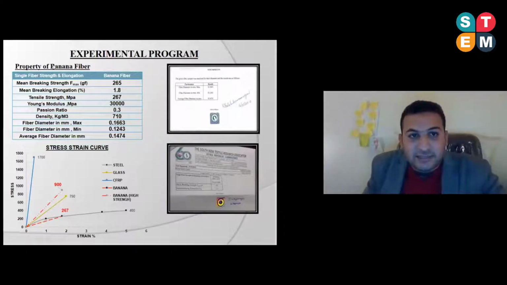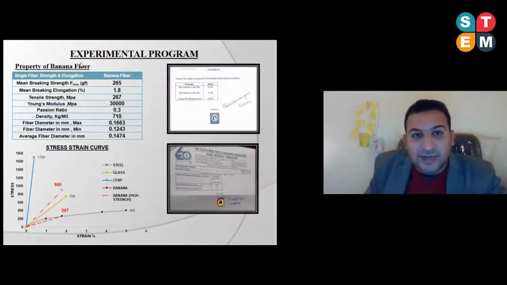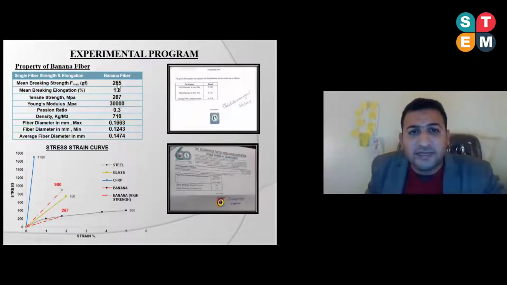These are the properties of the banana fiber. Mean breaking strength 265 and the mean breaking elongation 1.8. Tensile strength is 267. Young's modulus is 30,000. Poisson's ratio is 0.3.